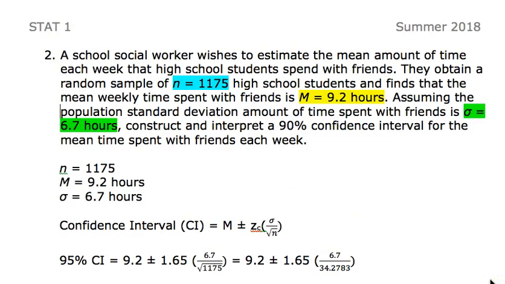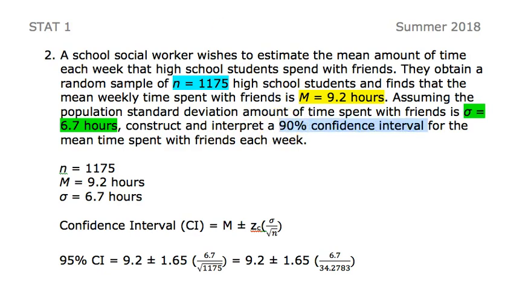All right, let's do a second one. A school social worker wishes to estimate the mean amount of time each week that high school students spend with friends. They obtain a random sample of n equal to 1,175 high school students and find that the mean weekly time spent with friends is sample mean M equal to 9.2 hours. Assuming the population standard deviation of time spent with friends is sigma equal to 6.7 hours, construct and interpret a 90% confidence interval for the mean time spent with friends each week.